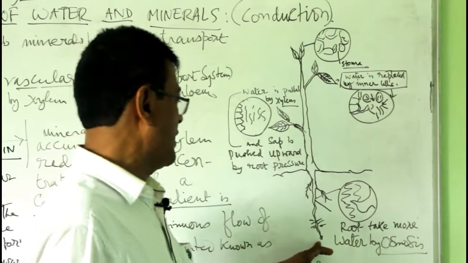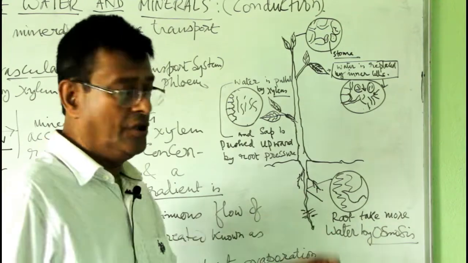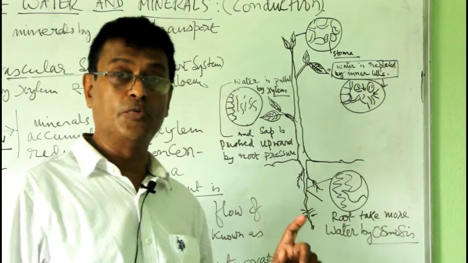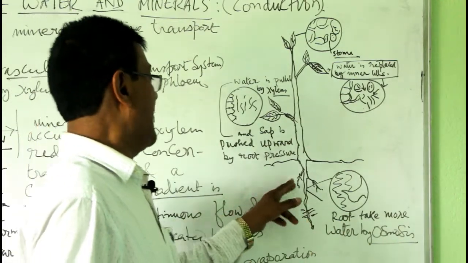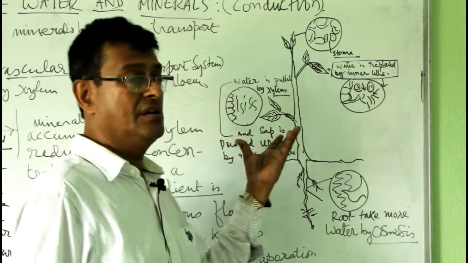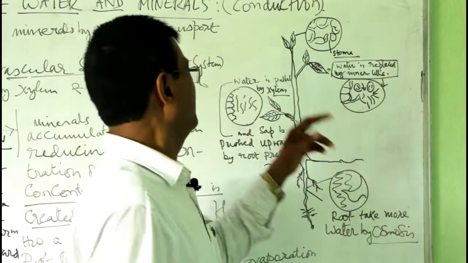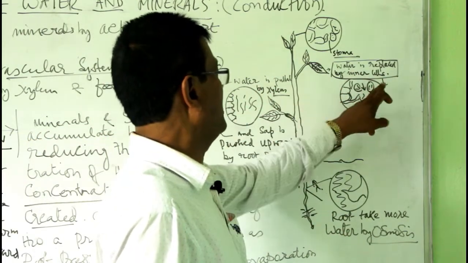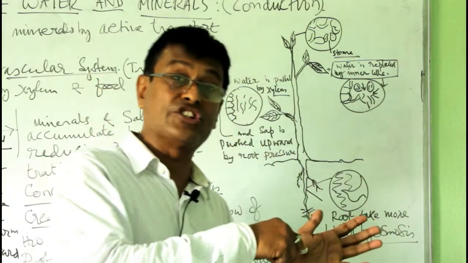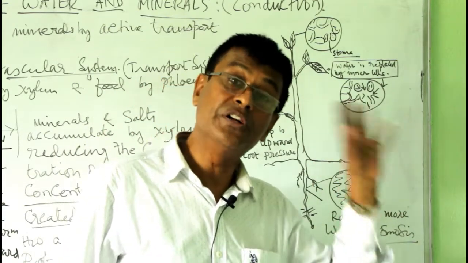You see the root takes more water by osmosis. Here's the diagram. You see the root hairs take water by osmosis the most. Then comes the transpiration pull, or the pressure of the root pushes the sap upward, and thus the water is pulled by xylem. Then you come to what is replaced by inner cells. Now when one cell is empty, that means the water has gone, then it has to be filled, and that is filled through the inner cells. They supply the water to that particular cell.